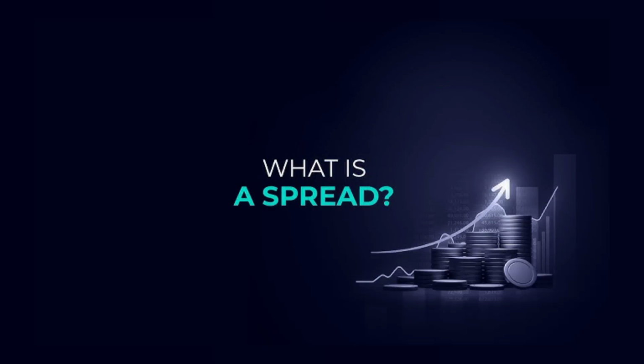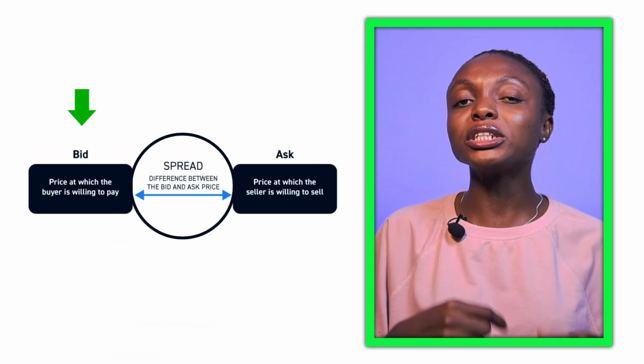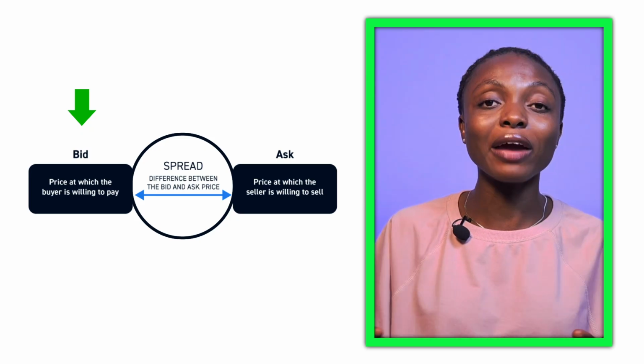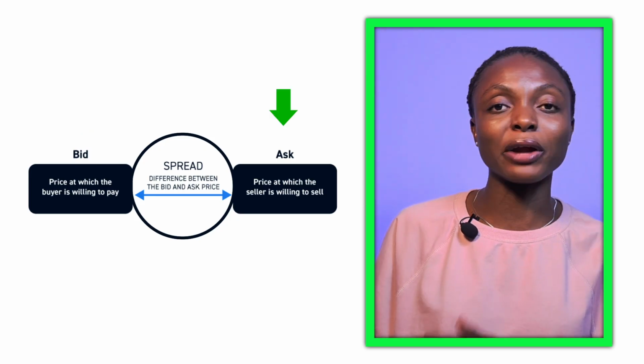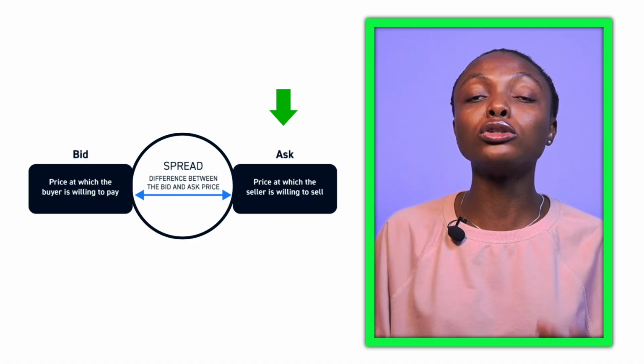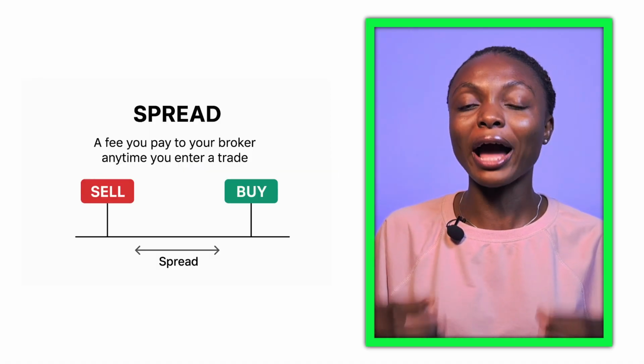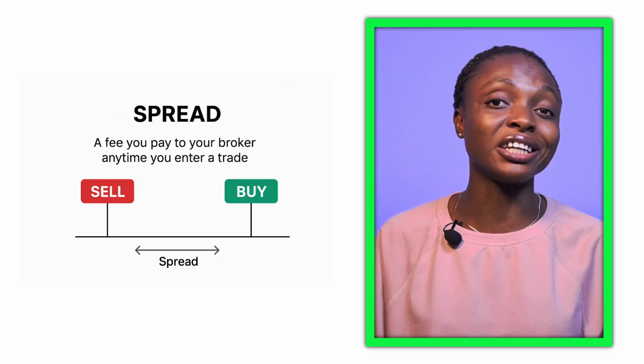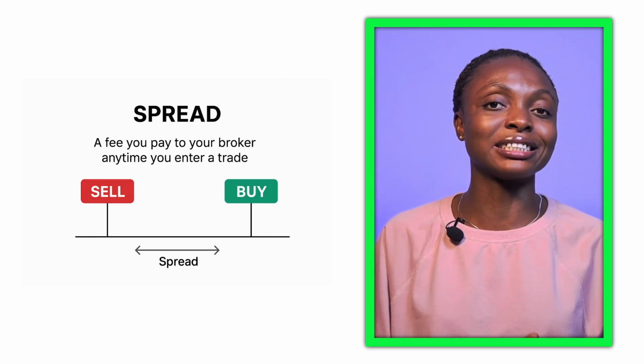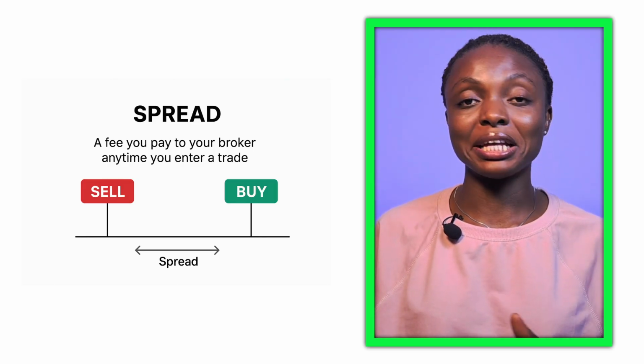First of all, what are these spreads? Spreads are the differences between the bid price, which is the price that buyers are willing to pay for an asset, and the ask price, which is the price that sellers are willing to receive for that particular asset. It is a fee you pay to your broker every single time you enter a trade, whether or not you realize this. And these spreads are mostly quoted in pips.